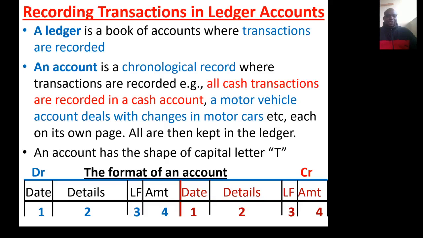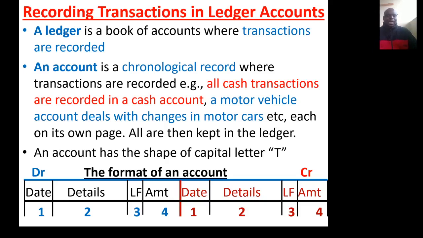There are other accounts in a business, for example, sales account, salaries account, capital account, etc. All of them are kept in a book called the ledger. So each account occupies a page or 2 pages or so, and all of them are recorded or kept in one larger book called the ledger.